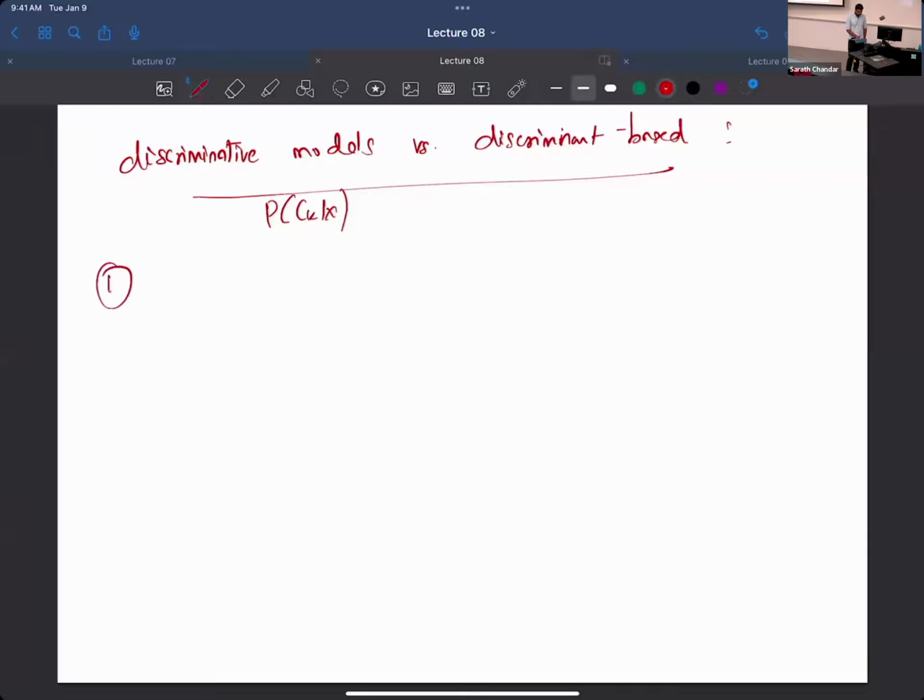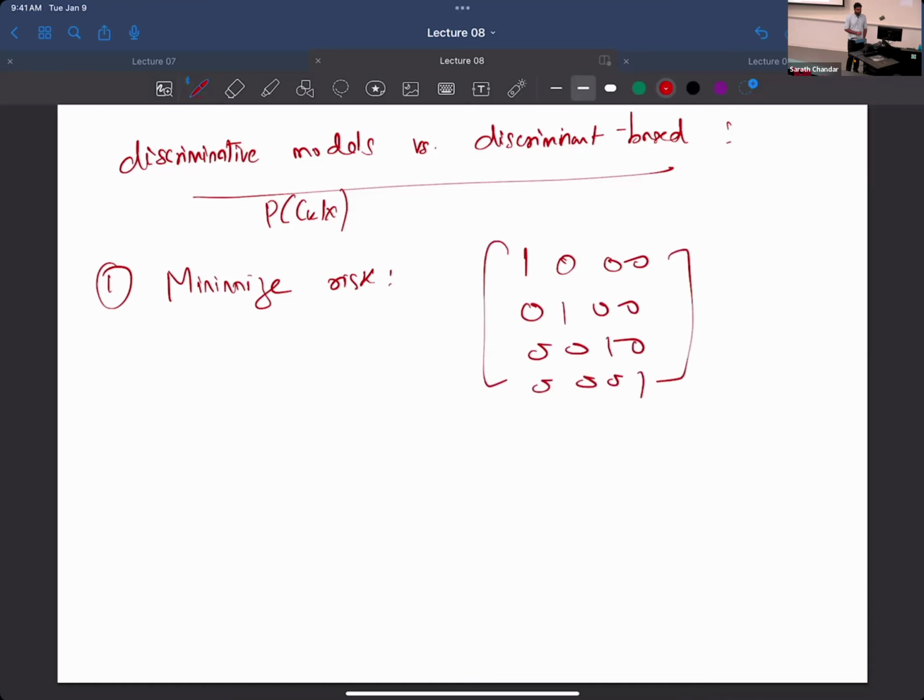So first example, if you want to minimize risk, where the notion of risk could change over time. For example, let's say you start with the 0, 1 loss matrix in a 4-class problem. Now you trained a model, you have deployed it, then you find that the model is making one common mistake that you want to penalize.